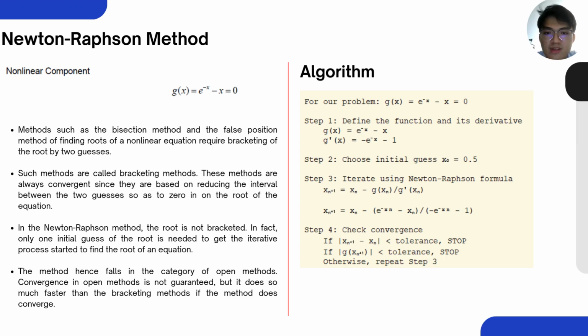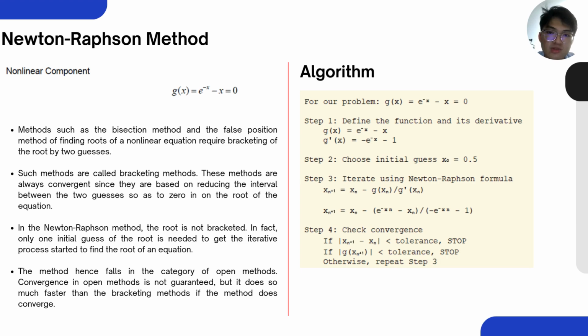So why is the bisection method not good enough? It's because the bisection method, like the false position method, is slow at finding the roots of nonlinear equations. So to improve on these problems, we propose the Newton-Raphson method in these cases.